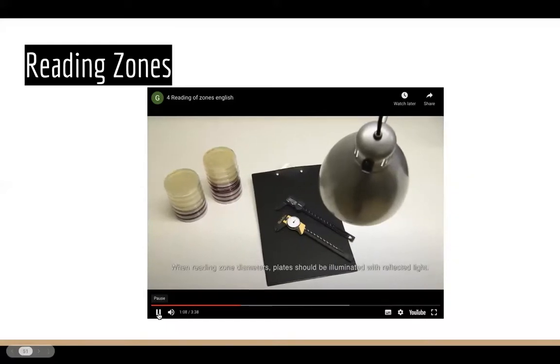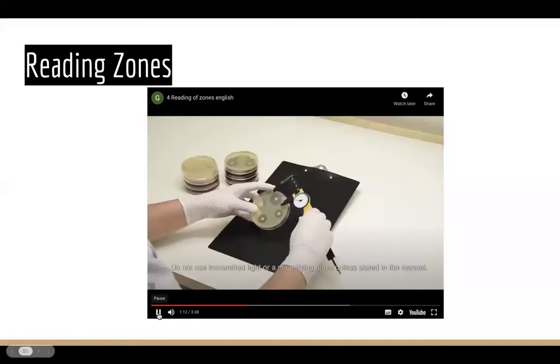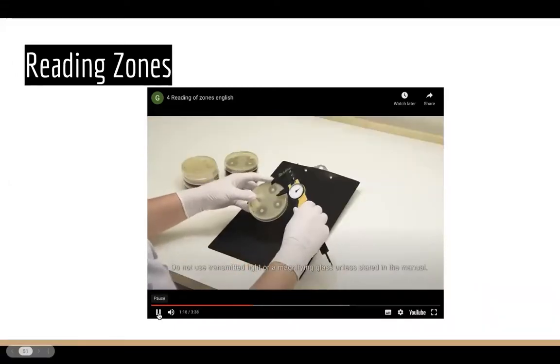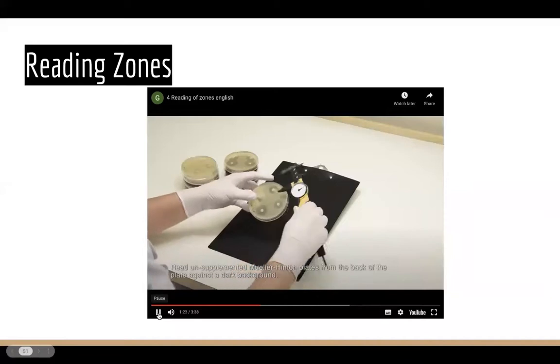When reading sewn diameters, plates should be illuminated with reflected light. Do not use transmitted light or a magnifying glass unless so stated in the manual. Read unsupplemented Muir-Hinton plates from the back of the plate against a dark background.